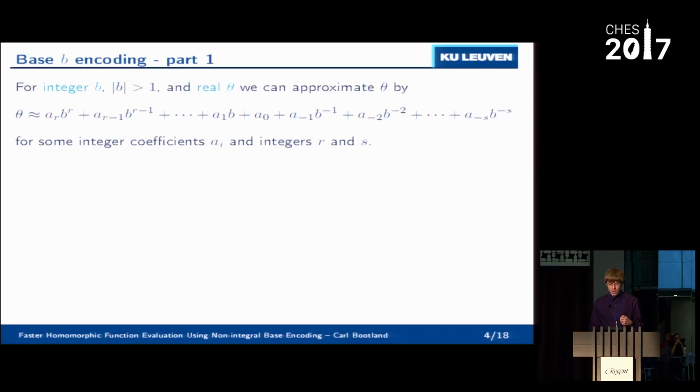So in previous work, what is common to use is base B encoding. Here, for an integer B and a real value theta, we can approximate theta by a polynomial in B. And we're allowed here to use negative powers of the base B. The coefficients must be integers, though. So here's an example. I'm sure everyone's familiar.